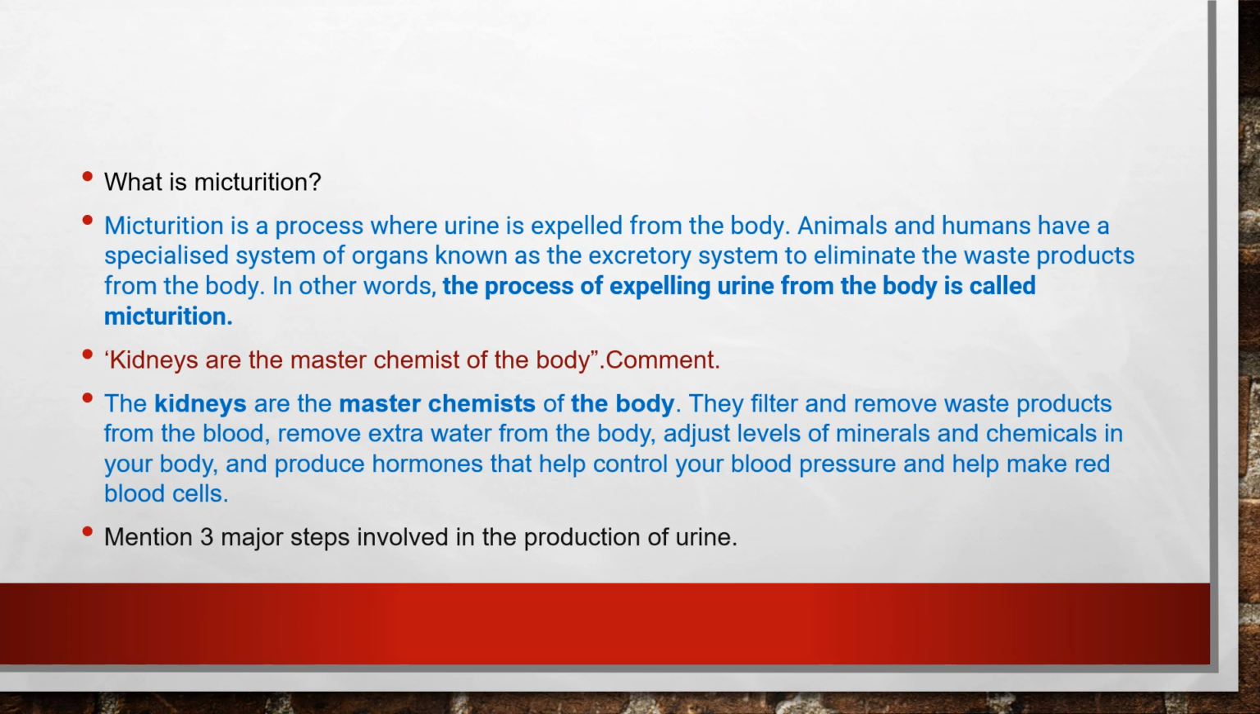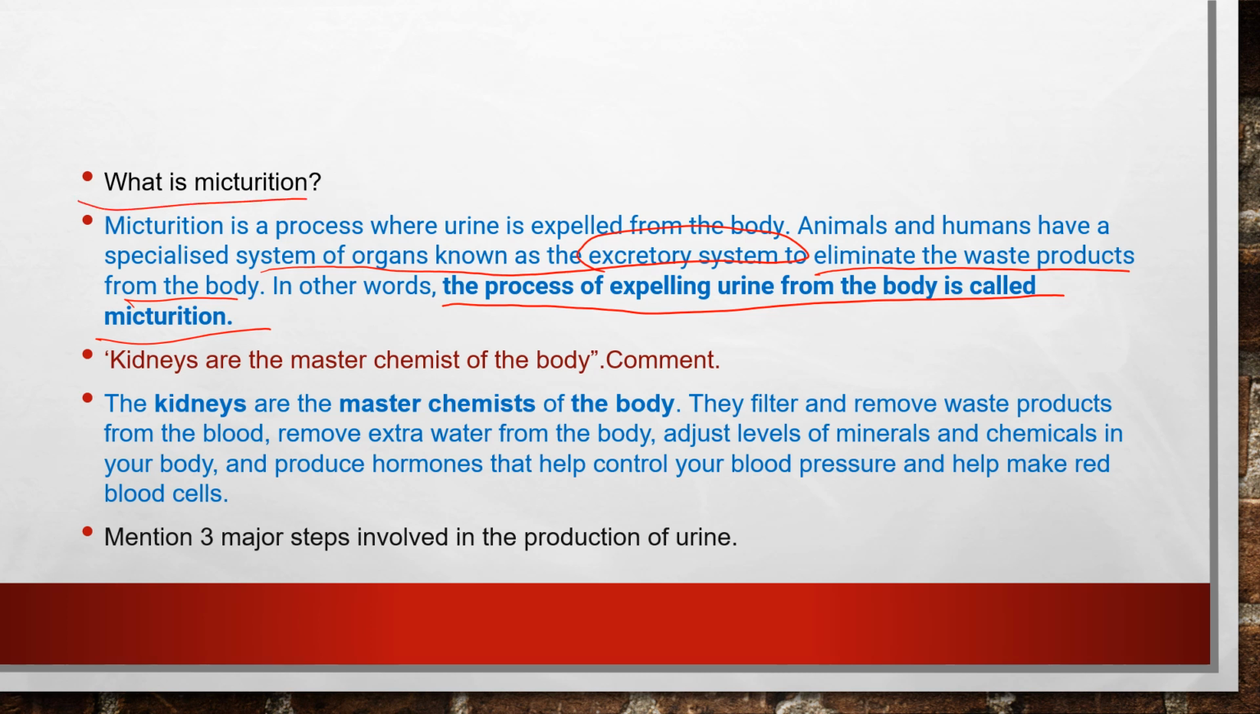Now here, what is micturition? This also we have studied in the excretion lesson. Micturition is a process where urine is expelled from the body. Animals and humans have specialized organs known as the excretory system to eliminate waste products from the body. In other words, the process of expelling urine from the body is called micturition.